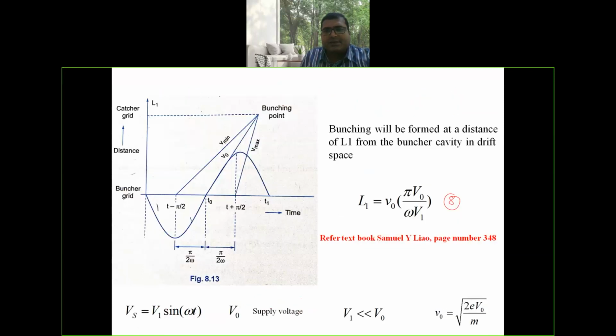Dear students, you refer textbook Samuel Liao, page number 348. The length of bunching L1 from the buncher grid can be calculated as V naught, velocity of the electron before entering the buncher cavity, and pi V naught. V naught is the supply voltage, omega associated with frequency, V1 is the magnitude of input signal, where V1 is equal to V1 sin omega t. Once again, I will read out. L1 is equal to V naught of pi V naught by omega V1.